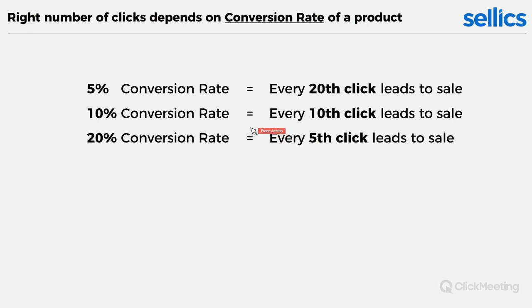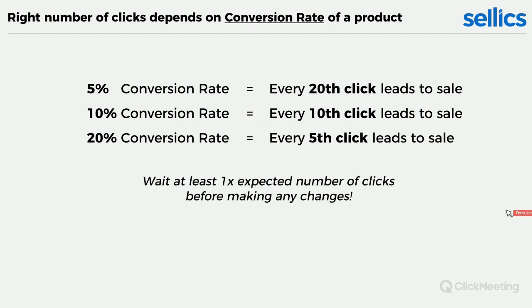I guess it makes sense. If you have a 10% conversion rate, that means 10 out of 100 people will buy your product, which means, in other words, 1 out of 10. So you need 10 clicks to generate one sale, right? That's a very important thing to understand.